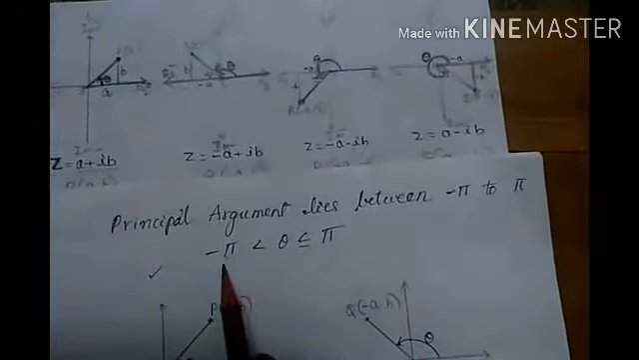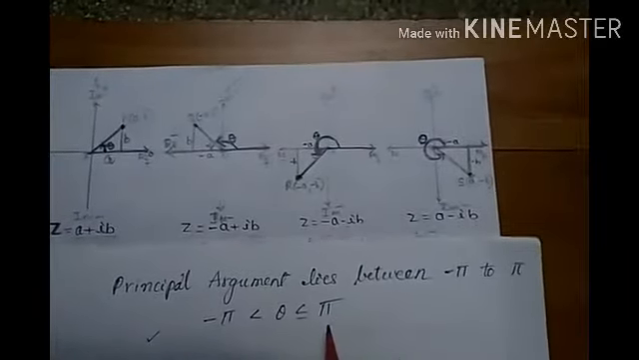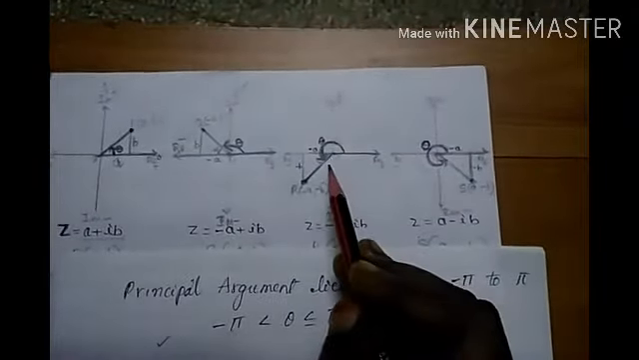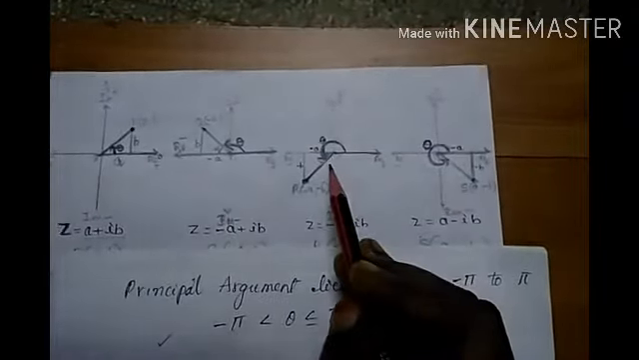Whereas in the third diagram, let us check, the complex number is in the third quadrant. So the theta value is more than 180 degrees. It crosses the range minus pi to pi. So in this particular case, the theta value is wrong. So we have to find the theta value in a different direction. Instead of taking the anti-clockwise direction, you may consider this theta in the clockwise direction.